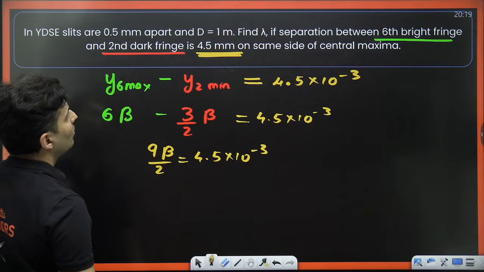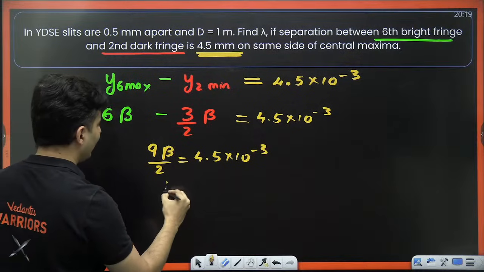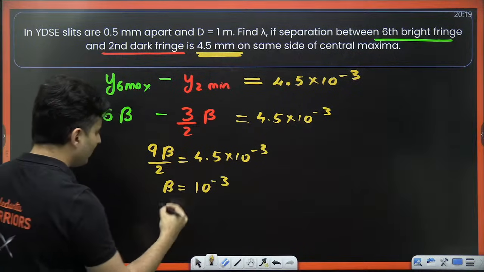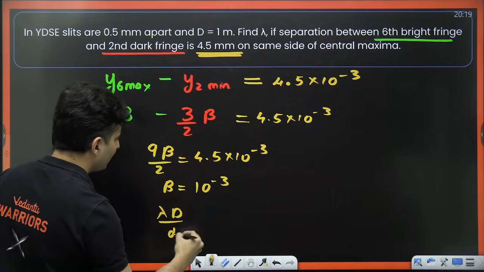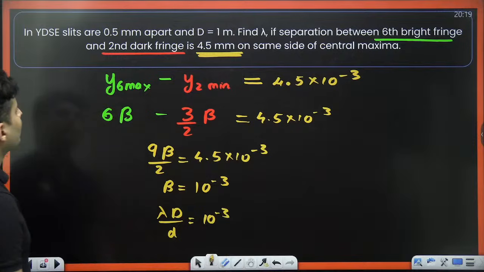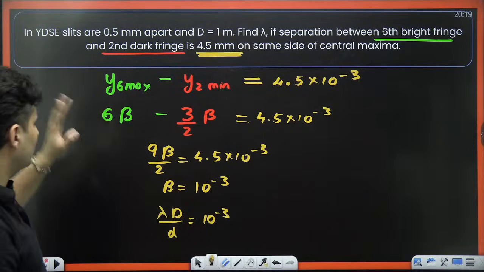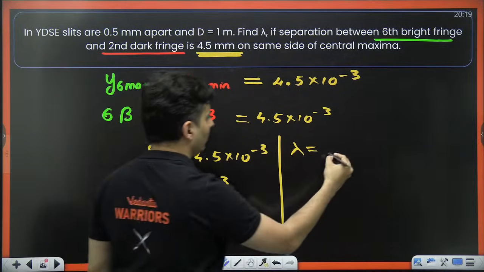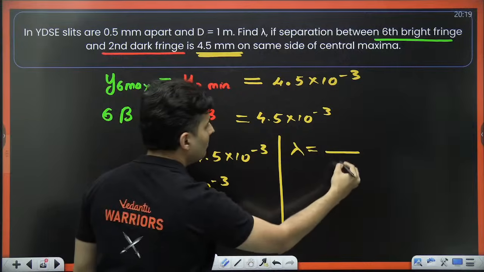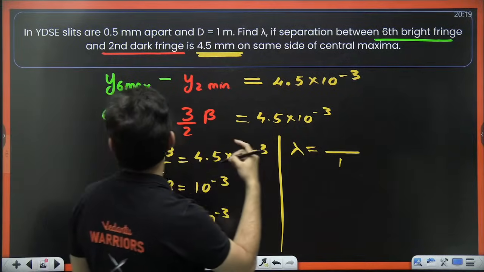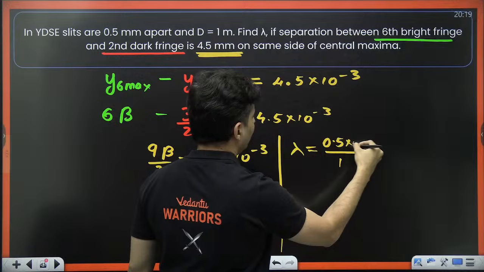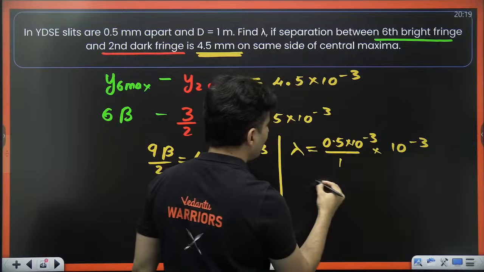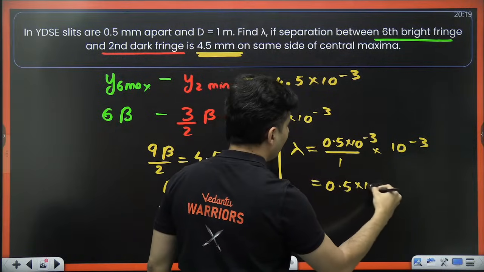Very good. So what else do we need? 9 by 2 and 4.5 cancel. So beta will be just 10 to the power minus 3, but beta is lambda capital D by small d, which is 10 to the power minus 3. We know D, we also know small d. So therefore, lambda will be small d on the top and capital D below. Capital D below is 1. Small d on the top is 0.5 10 to the power minus 3 into again 10 to the power minus 3. So it will become 0.5 into 10 to the power minus 6.